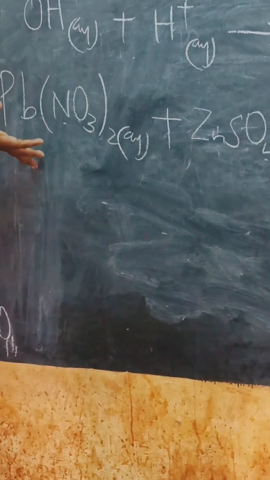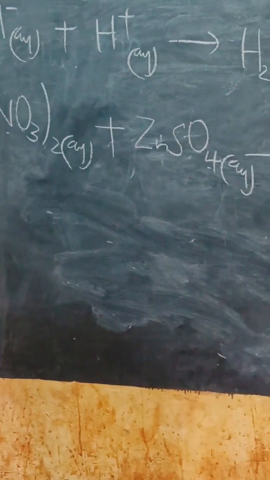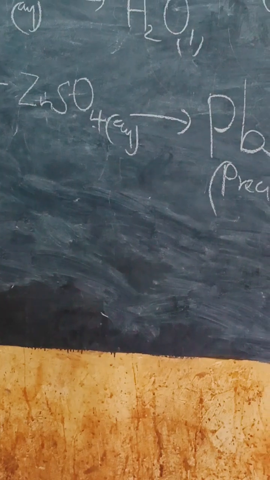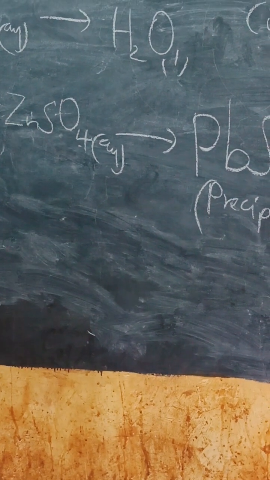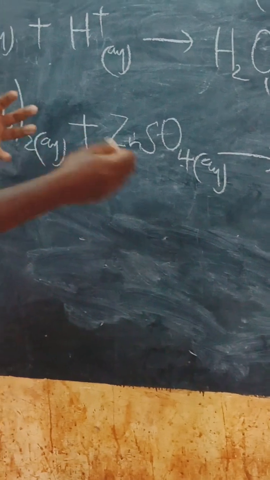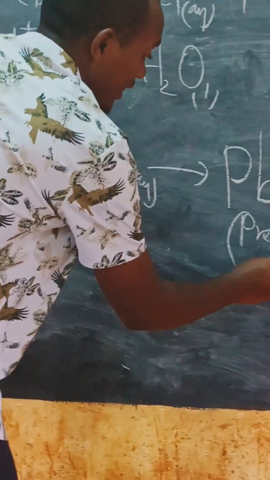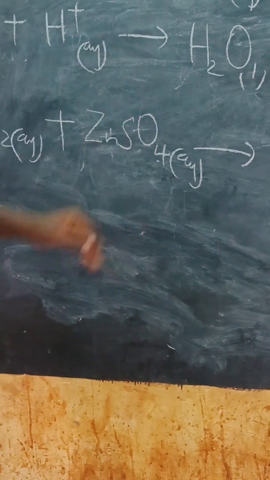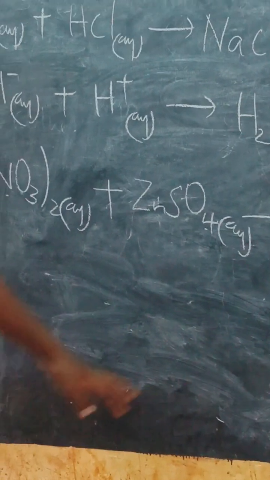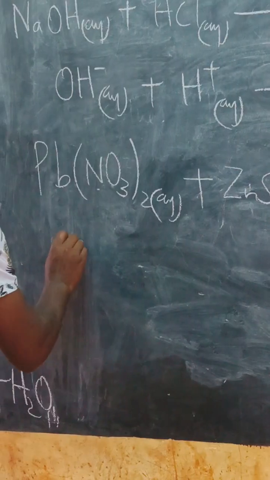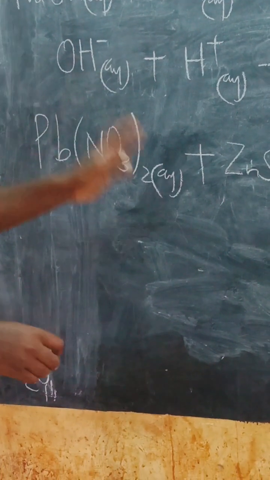So lead nitrate is aqueous. Zinc sulfate is aqueous, dissolves in water. Lead will take the sulfate ions, zinc will take the nitrate ions. Lead will take the sulfate ions because it forms an insoluble salt. This is a solid. Because we have soluble salts and insoluble salts. So it's a precipitate.